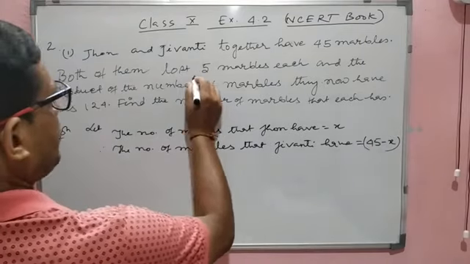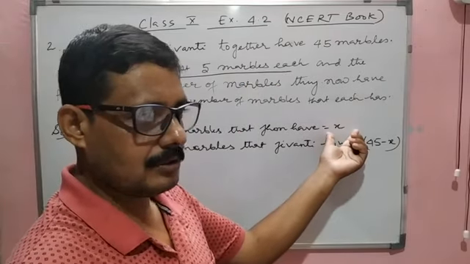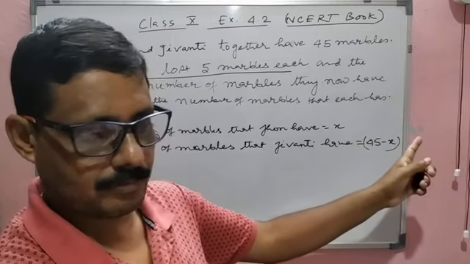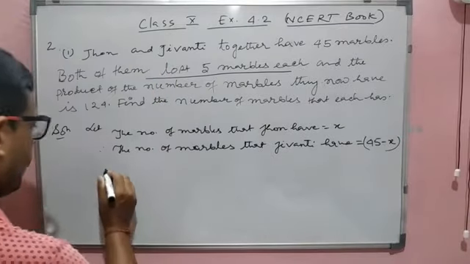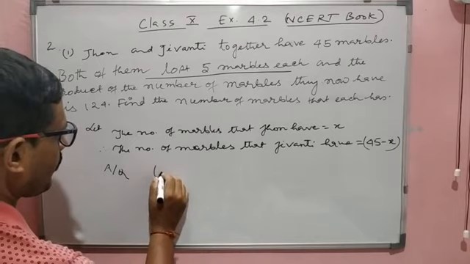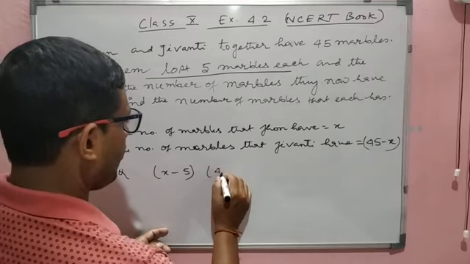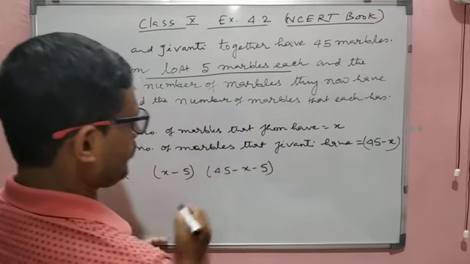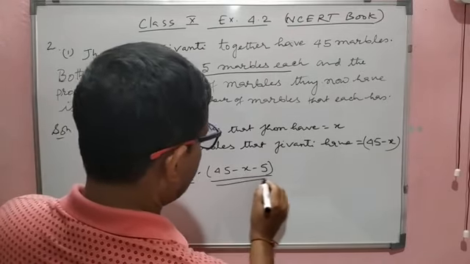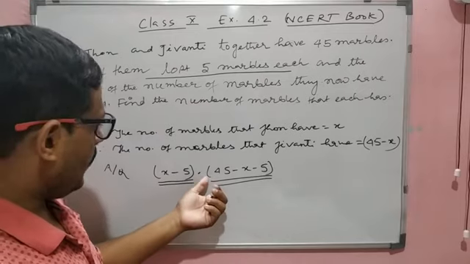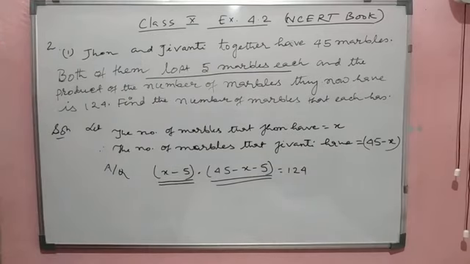According to the question, both of them lost 5 marbles each. John will lose 5 marbles, so John will now have X minus 5 marbles. Jivanti will now have 45 minus X minus 5 marbles. So this is the number of marbles John has now, and this is the number Jivanti has. Now, according to the question, their product is given as 124. So this is the equation.